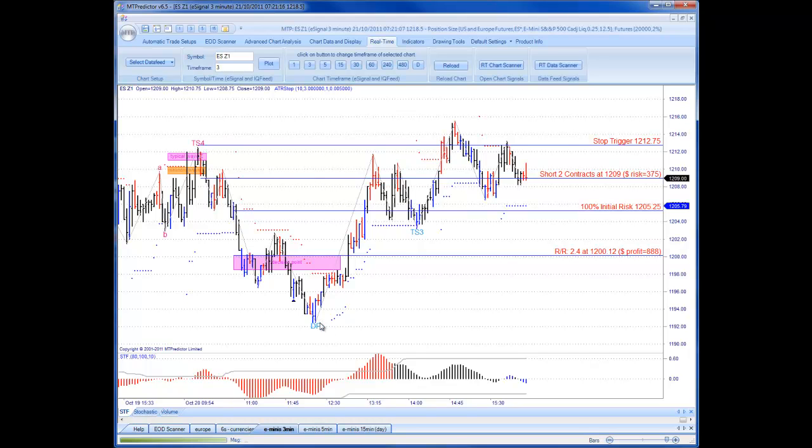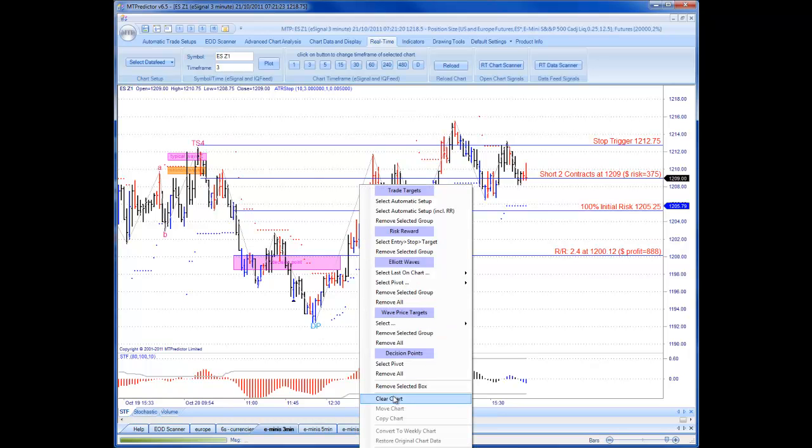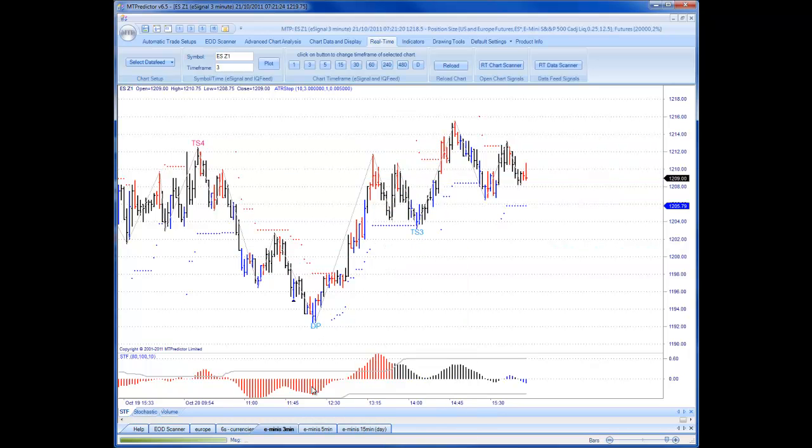Market makes a low, and here's a DP buy, but it's against a red STF. So standard traders would not be looking at that. But this is the point I want to look at in a minute or two.